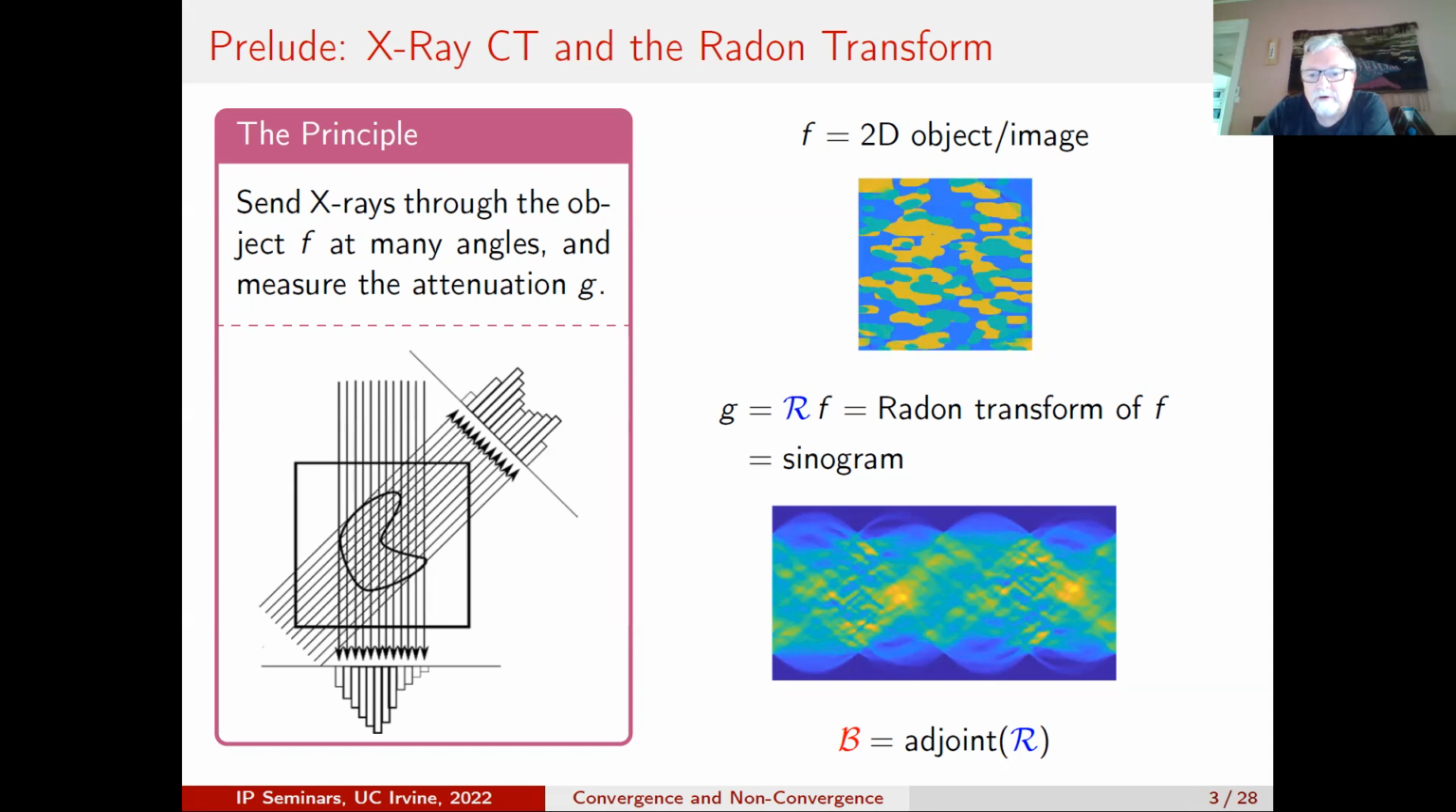So that's the Radon transform. And then another important piece here is the adjoint of the Radon transform, and that is called the back projection. And these will play a big role a little bit later on.